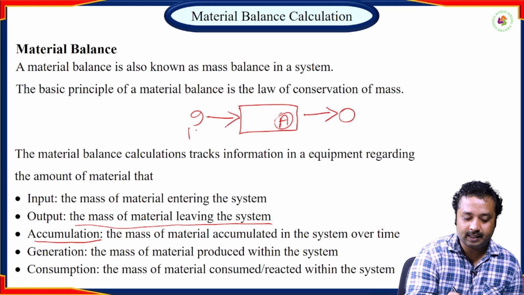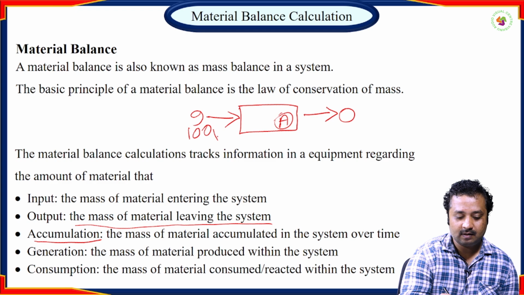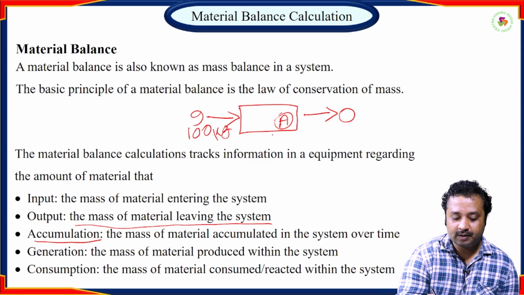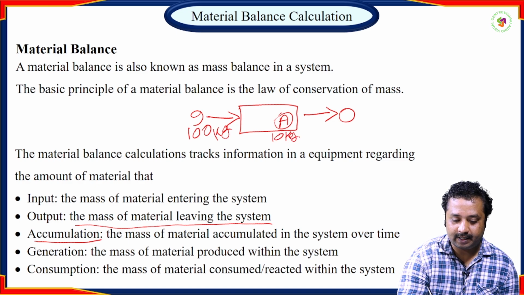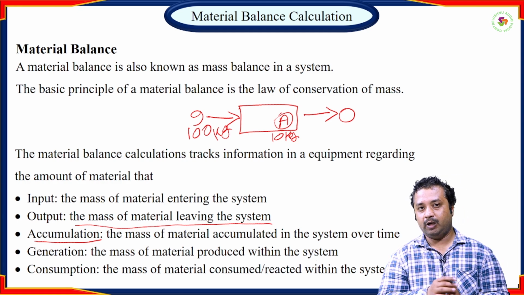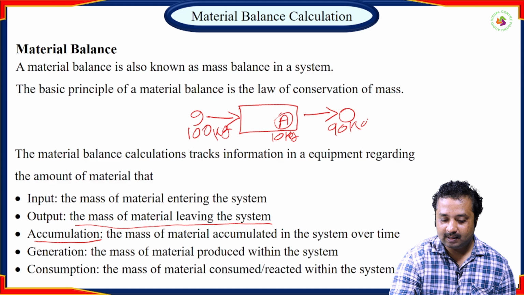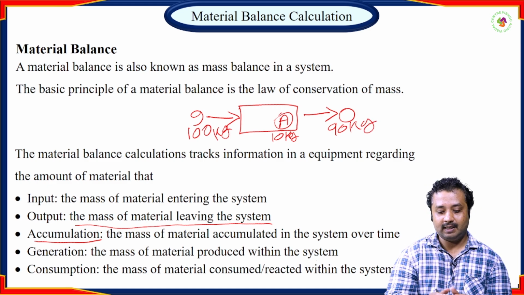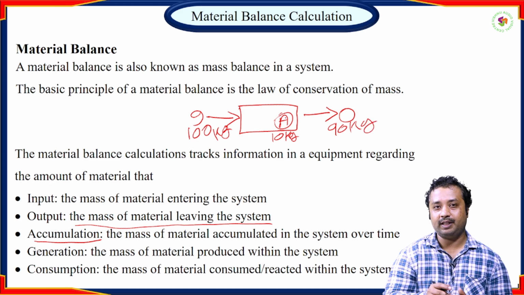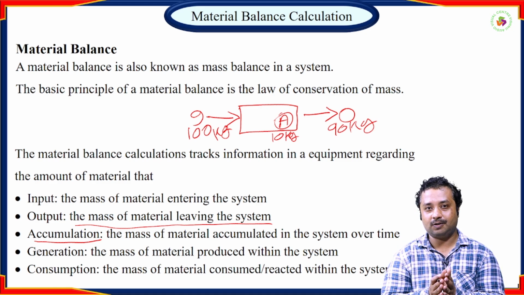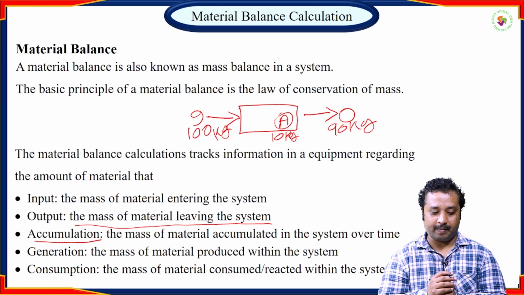For example, suppose I put in 100 kg of input material. While processing, some 10 kg of material will remain or accumulate within the system. And the output will get only 90 kg. So, as you can consider, this 10 kg is accumulated within the system. And to consider the total mass balance, we should also consider the accumulated amount.